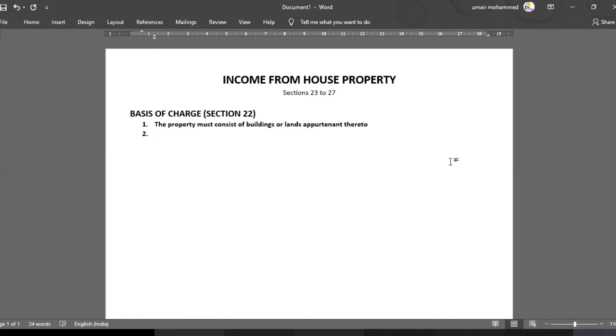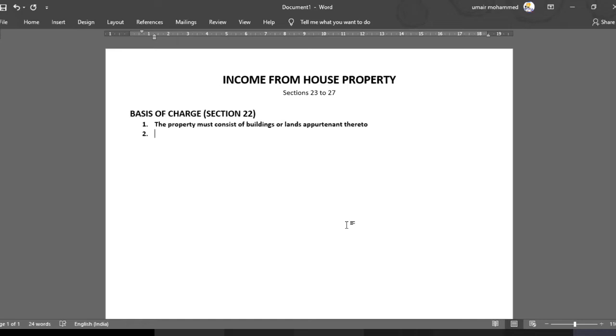But the point also says it's not just that the property should have a building. It also says "or land appurtenant thereto." Now, what this part of the sentence means is that there can be a property, I mean, the property should have a land, or a land which is attached to a property. So any rental income derived from a land attached to a property, when we say property attached to a building, that is also considered as income from house property.